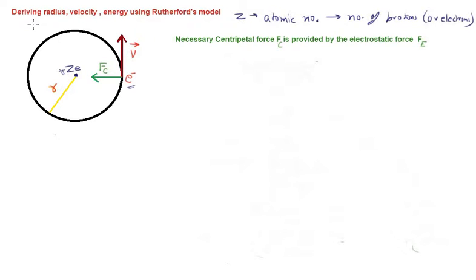Hello students, in this lecture we will be deriving the radius, velocity and energy of an electron using Rutherford's model. This is the diagram of an atom in which an electron is revolving with a speed of v and the centripetal force is Fc. Any electron moving in circular motion would require a centripetal force. Anything in circular motion requires a centripetal force.